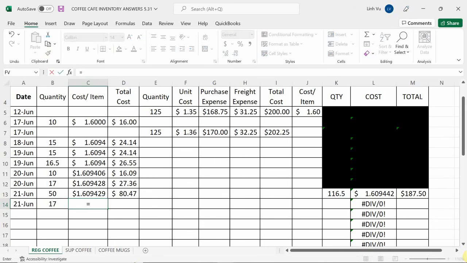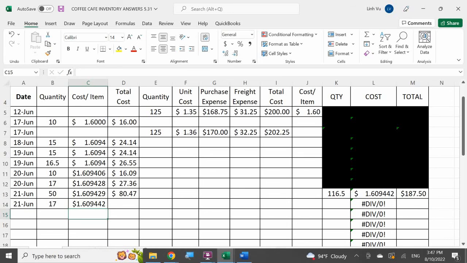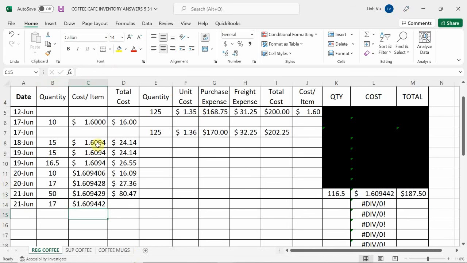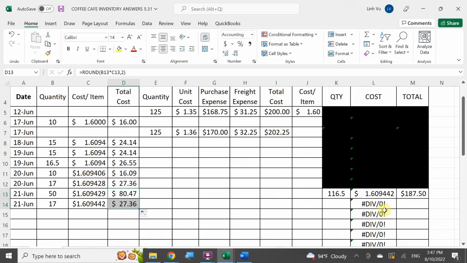Okay, so what is going to be my total cost of goods sold if I used up 17 pounds at $1.609442? 27.36. Okay, it didn't work. 27.36. So again, identical to the transaction two above. Okay. So good. So let's go ahead and update our inventory.